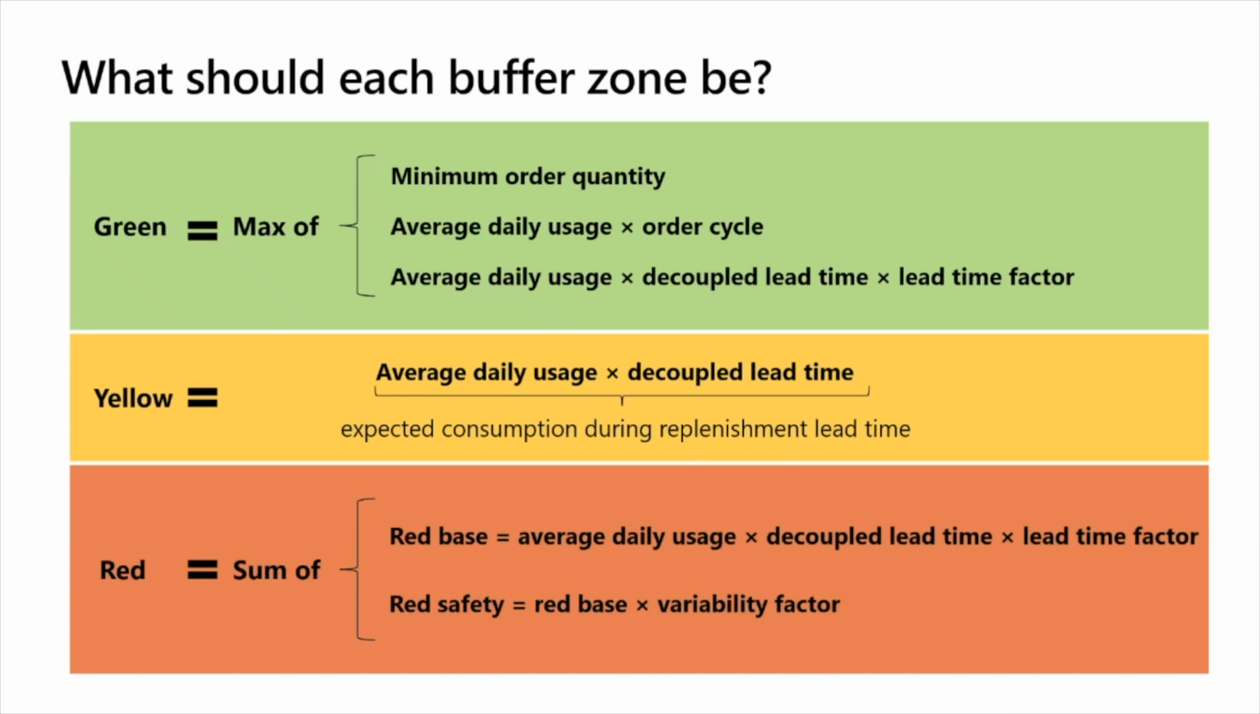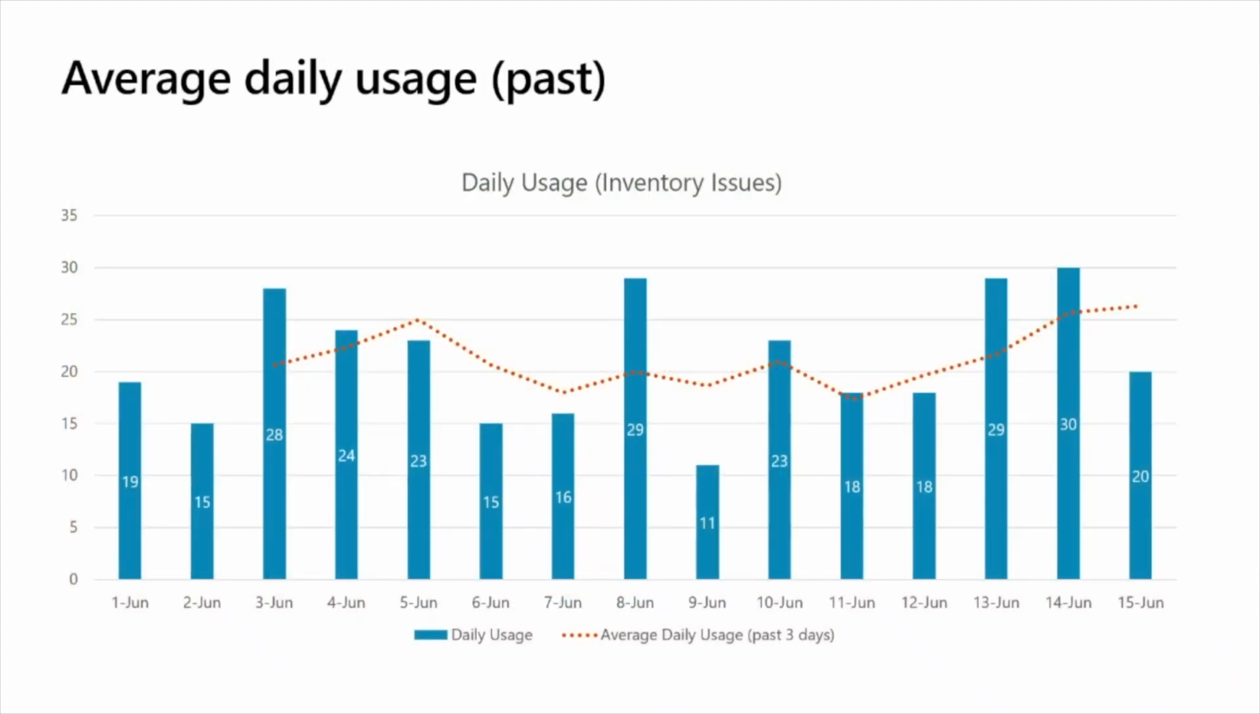What should each buffer zone be then? The buffer zones, the red, the yellow, and the green, are calculated by the equation shown on this slide. Let's take a look at some of the concepts here first, and then we will go through an example. The first concept is the average daily usage. That is, how much of the item was used on average on a day, looking at a certain number of days in the past.